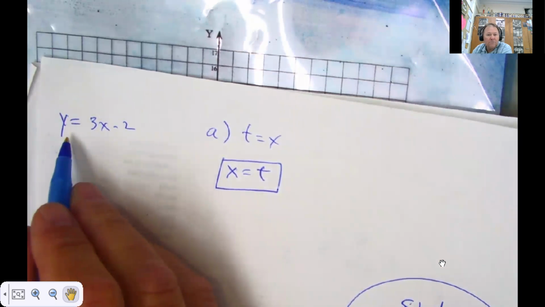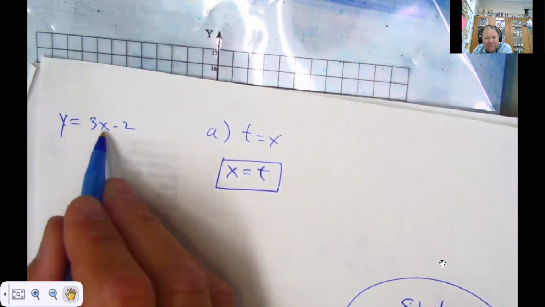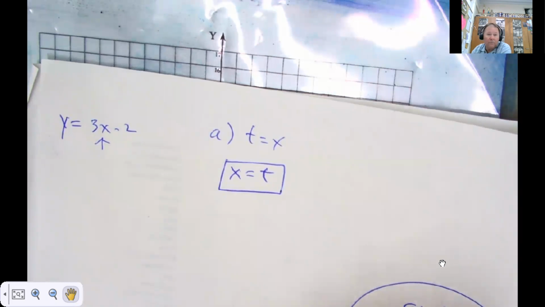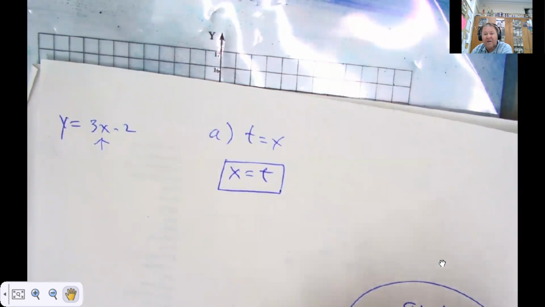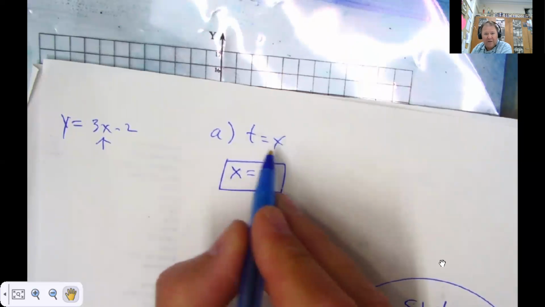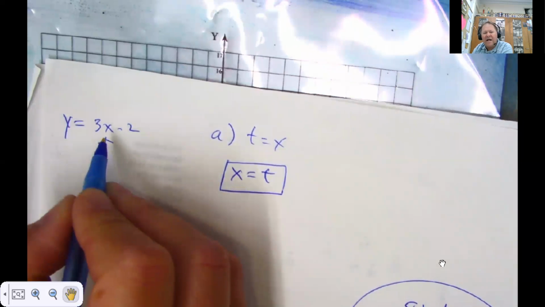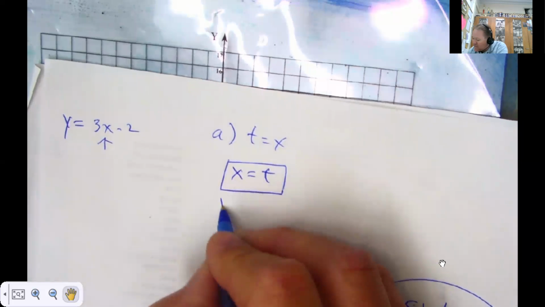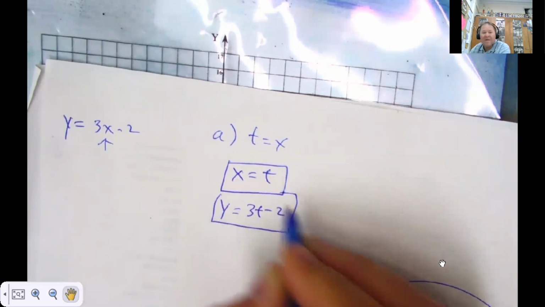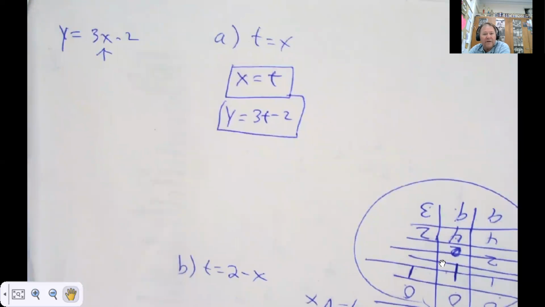What about y? Well, y in terms of t, all I have to do is substitute for an x, whatever x is in terms of t. And x in terms of t is just t. x equals t. So everywhere I've got an x, I can put a t instead. It's simple. Really, it is. Sometimes they're so easy, you can't believe it, right?